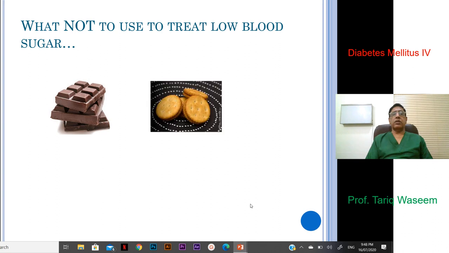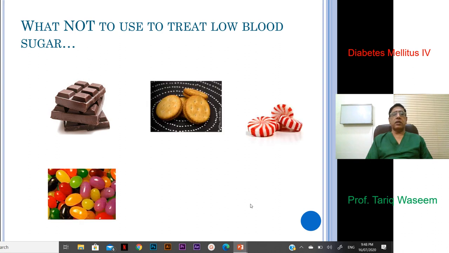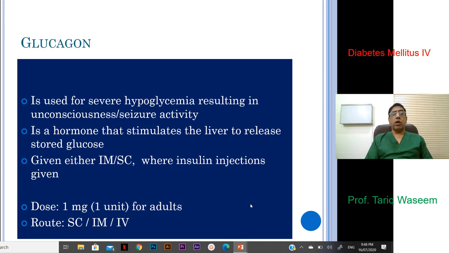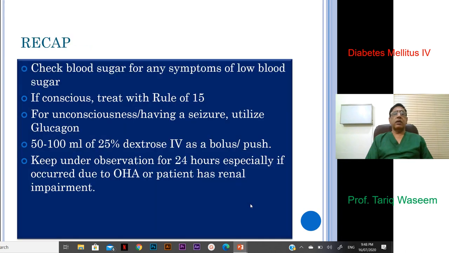These are the things which usually should not be considered appropriate for managing hypoglycemia, because they would not be absorbed very rapidly. Glucagon is another agent which can be used in emergencies to manage hypoglycemia. Usually give 1 milligram or 1 unit for adults, and it can be given subcutaneously, intramuscularly or even intravenously. You have to keep on checking blood glucose every hour or 2 hours till it is above 70, at least on 2 or 3 consecutive readings.